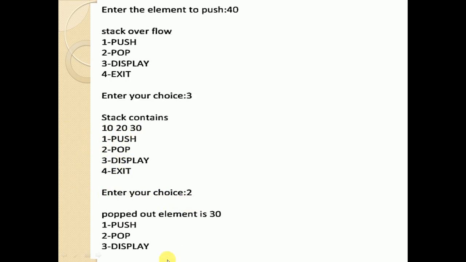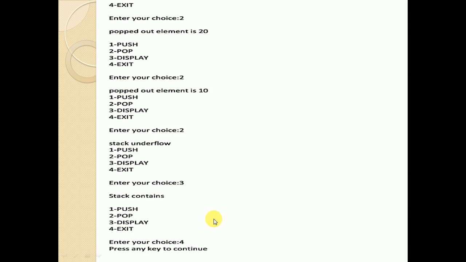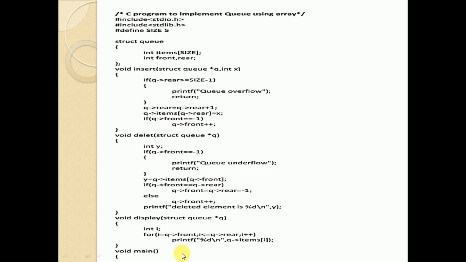Then the second choice is for popping. The last element you inserted will be removed first: 30 will be removed first, 20 second, and 10 last. Then if you give the second choice again, at that time the stack contains nothing, so we get the message stack underflow. If you choose the third choice, it shows the stack contains nothing now. Four is for exit.